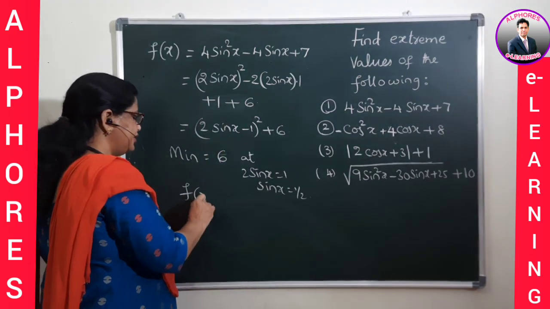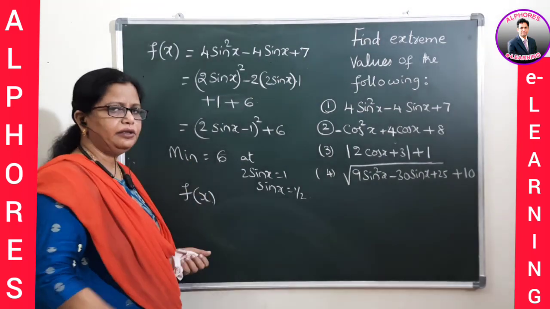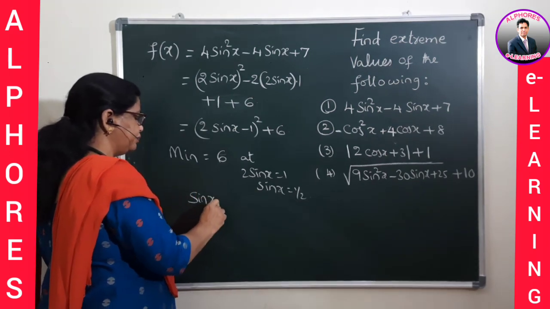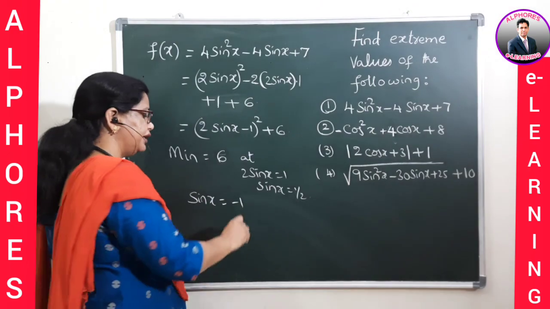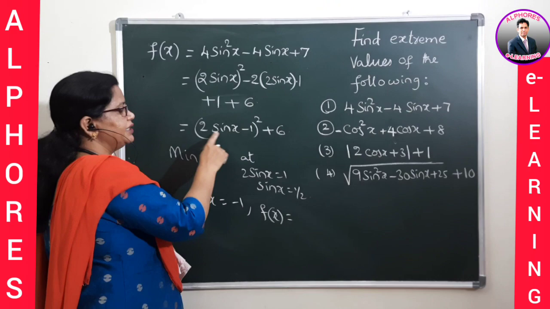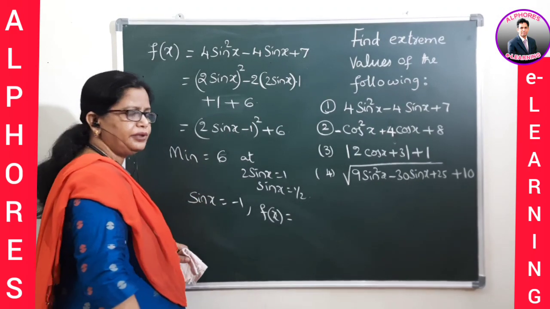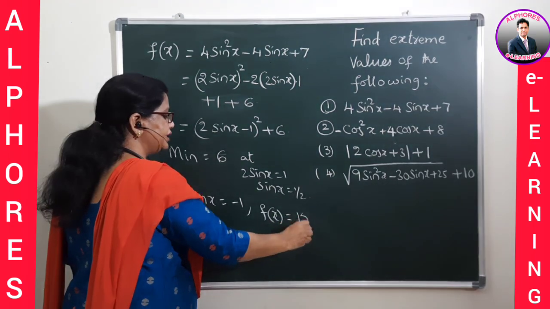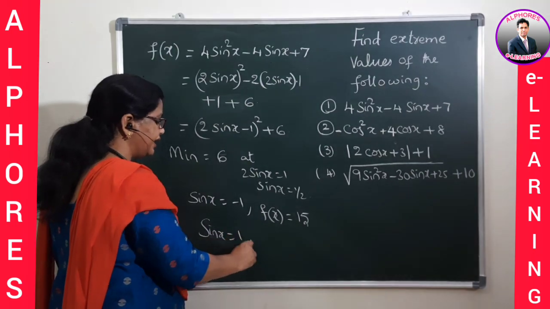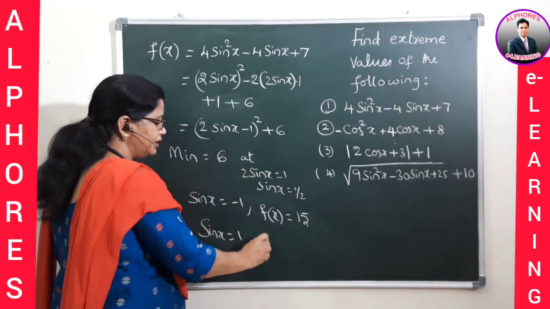So f of x value, students, if I am taking the minimum value, then the maximum value we also require. To that purpose, first I am substituting sin x equal to minus 1. When sin x is minus 1, if you substitute in f of x, it is 2 into minus 1, which means minus 2 minus 1. So you are getting 9 plus 6, how much? It is 15. And now I am taking sin x as plus 1. If I take sin x as 1 here, it is 1 plus 6, so I am getting 7.